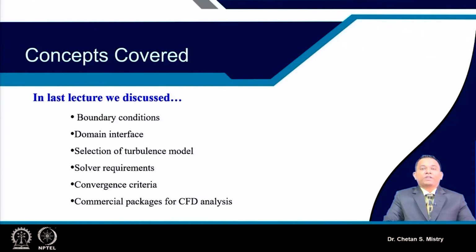If we recall, we were discussing the inlet boundary condition, the outlet boundary condition, and the wall condition, basically casing, hub and blade, which we consider as a no slip condition. Then we discussed the periodic condition. We also started discussing the domain interfaces, where we discussed the mixing plane approach and the frozen rotor approach.